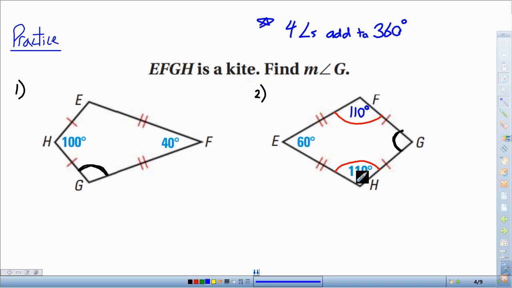If we have 3 of the angles of our quadrilateral, we can subtract those from 360 to get our missing angle. And that's exactly what we're going to do here. So I'm going to take 360 and I'm going to subtract these 3 angles, minus 110, minus 110, minus 60. And that's going to get us our missing angle here. So again, grabbing my calculator, let's see what happens.